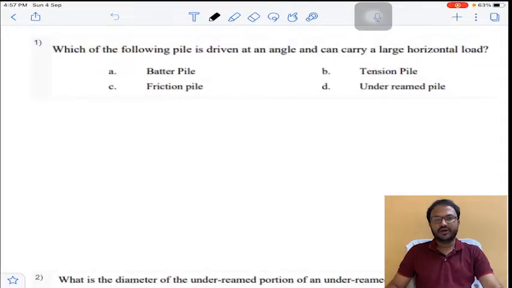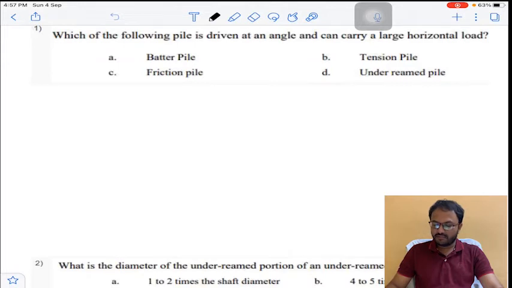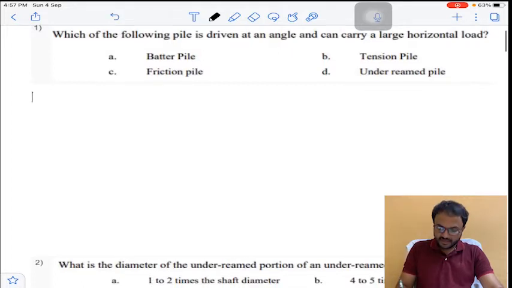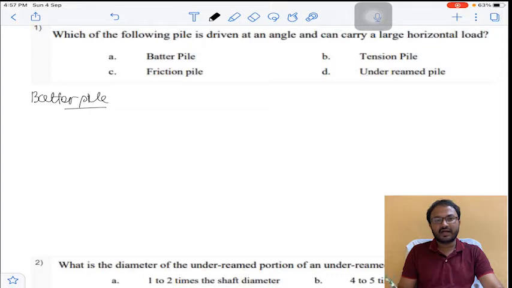So in this lecture, I am going to analyze the problems of the 6th assignment of Foundation Engineering. The first question is, which of the following piles is driven at an angle and can carry a large horizontal load? Coming to the first option, batter pile. A batter pile can carry horizontal or inclined loads. Even during provision of a batter pile, we can provide a certain inclination for the pile. So the answer itself is batter pile.